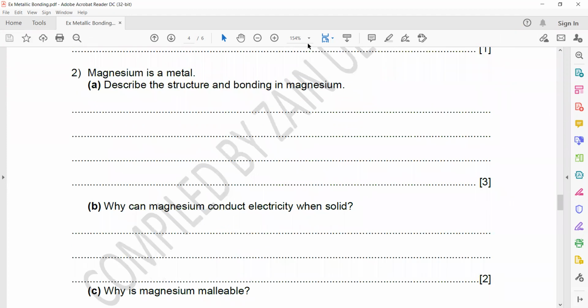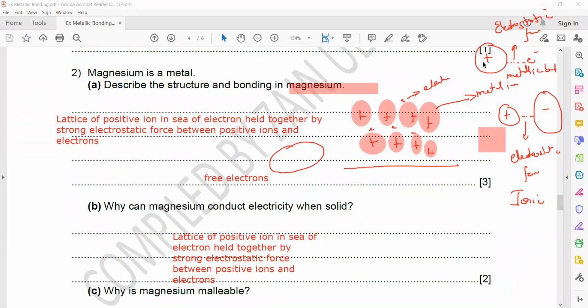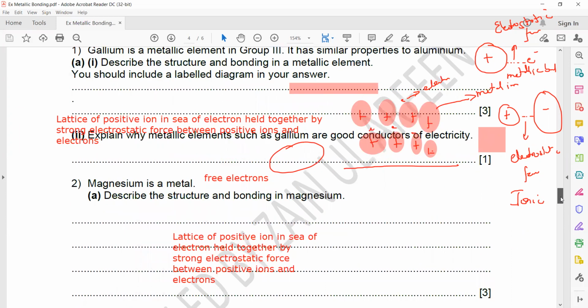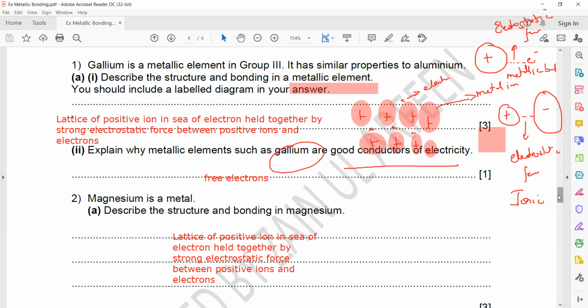It is worth 3 marks. So what is the mark distribution here? 1 mark is for mentioning the positive ion. 1 mark is for mentioning a sea of electrons. And 1 mark is for mentioning electrostatic force between positive ions and the sea of electrons. That's how the marks are distributed.